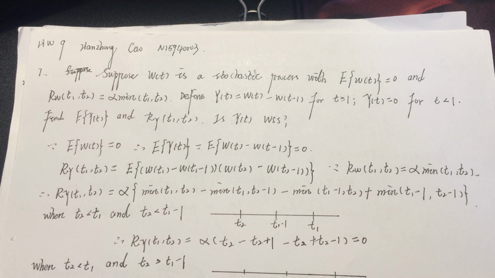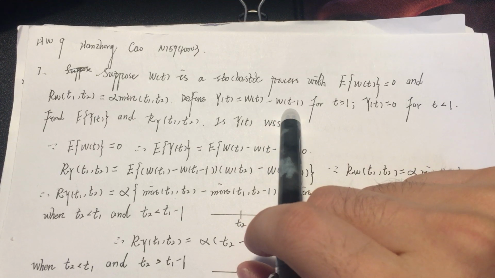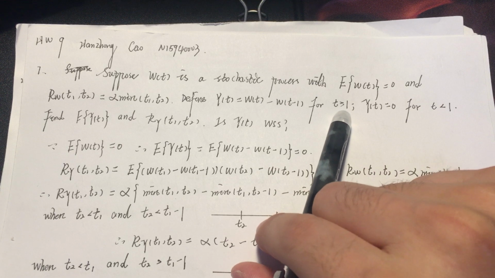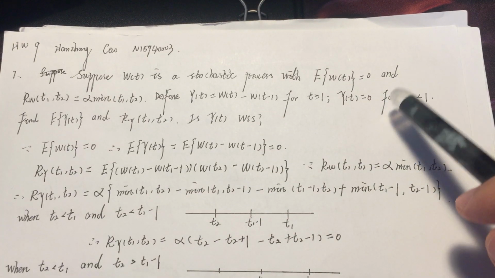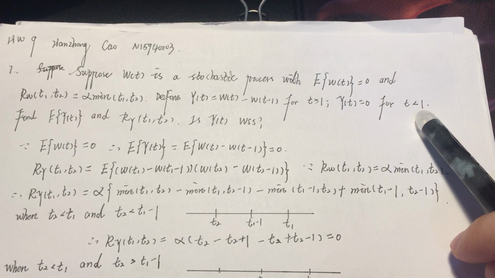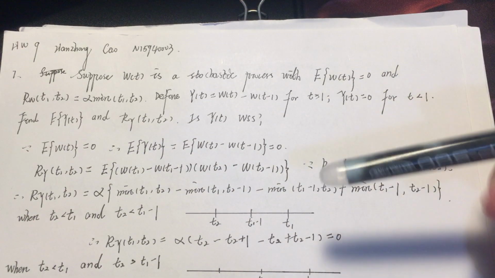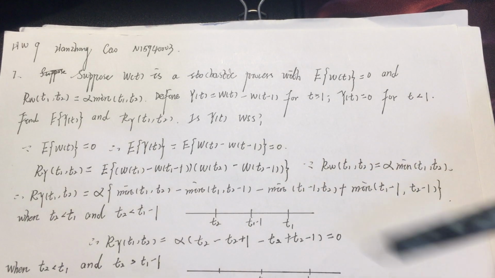Let us define Y(t) equals W(t) minus 1 when t is bigger or equal to 1, and Y(t) equals 0 if t is less than 1. So the question is asking us to find the expectation of Y(t) and R_Y(t1, t2), and also whether Y(t) is wide sense stationary.